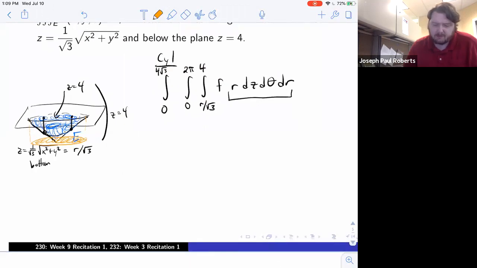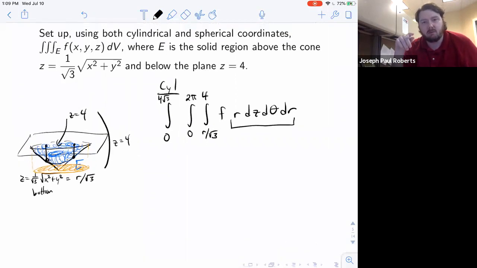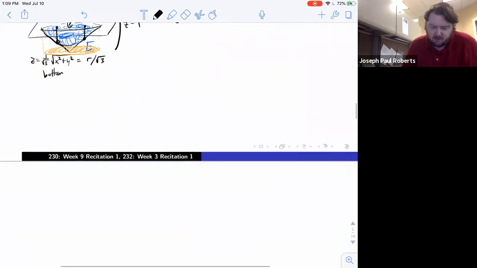Okay, so that's our cylindrical bounds. Let's try it spherical. Hopefully, if you paid attention yesterday, our motto will be: no sphere, no spherical. So look carefully at this region, this cone. We don't have any sphere anywhere. So it turns out spherical is not going to be the most fun. It's not going to be so bad.